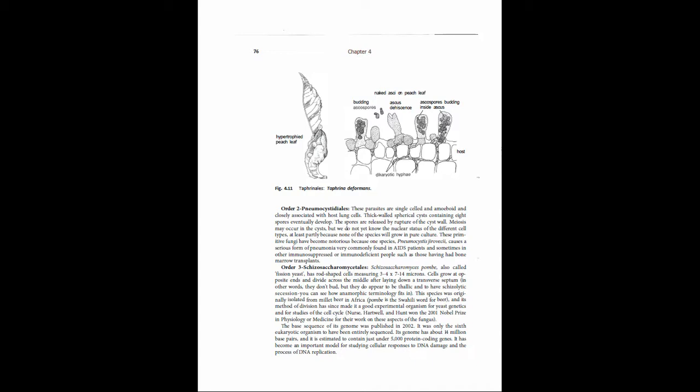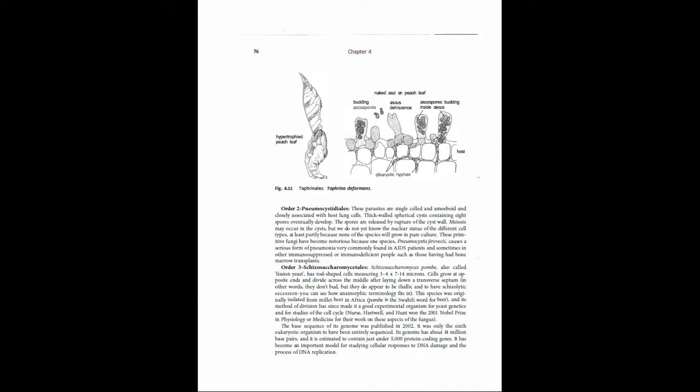Order 3, Schizosaccharomycetes. Schizosaccharomyces pombe, also called fission yeast, has rod-shaped cells measuring 3 to 4 by 7 to 14 microns. Cells grow at opposite ends and divide across the middle after laying down a transverse septum. In other words, they don't bud, but they do appear to be thallic and to have schizolytic succession. You can see how anamorphic terminology fits in. This species was originally isolated from millet beer in Africa.